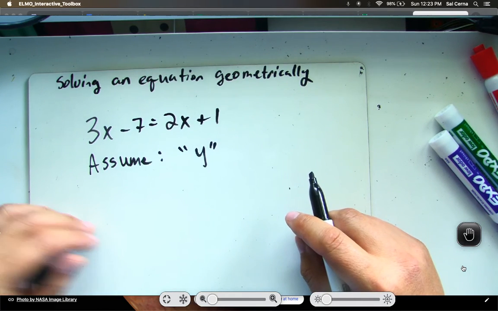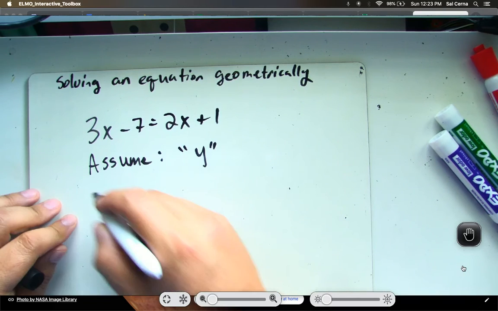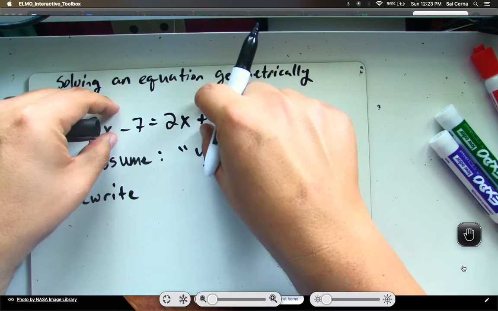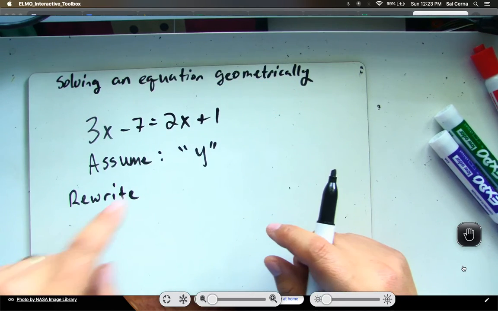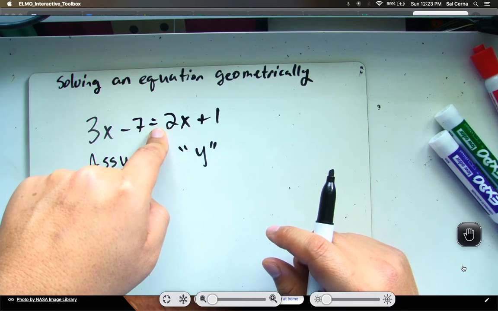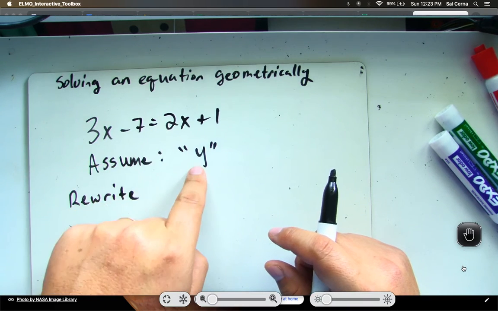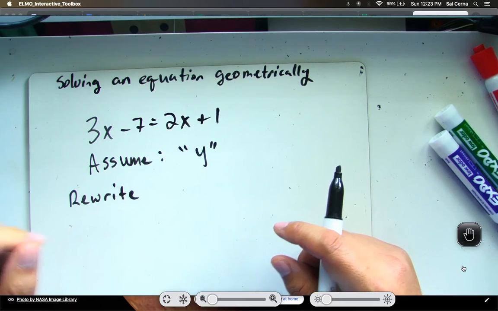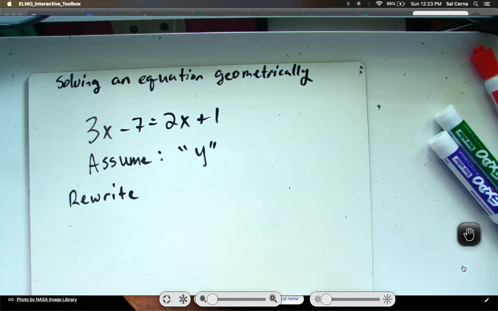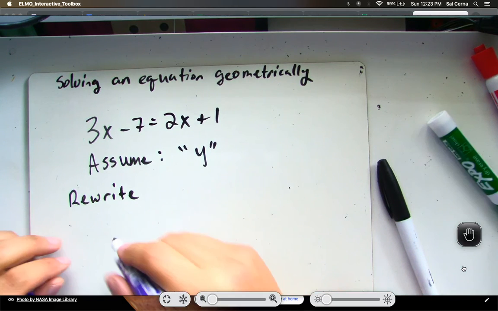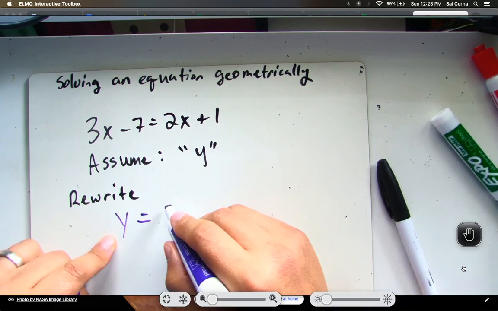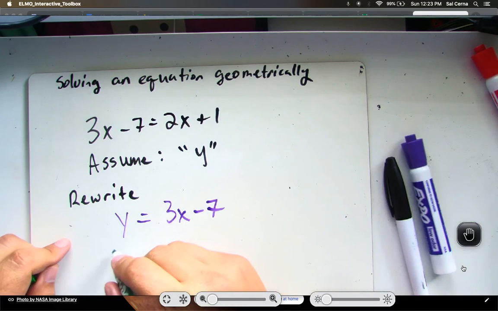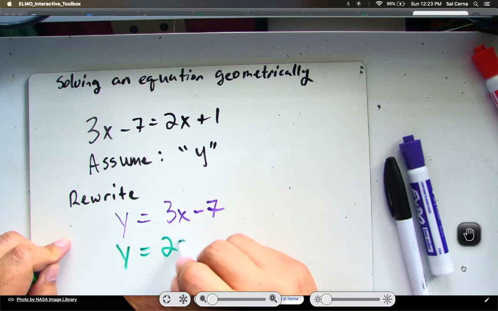Okay? If that's the case, then we can rewrite these two expressions as two separate equations, understanding that they are set equal to each other. Because they are set equal to each other, that means their output would be represented by the same variable, y. So we are going to rewrite it, and I'm going to choose two different colors so you can see the difference. y equals 3x minus 7. Second expression, we're going to rewrite it as the equation y equals 2x plus 1.